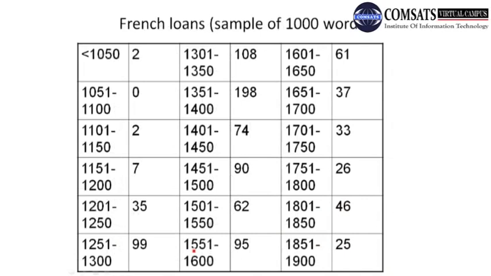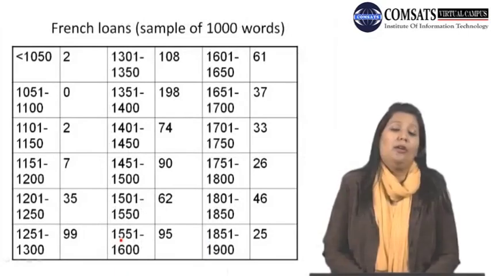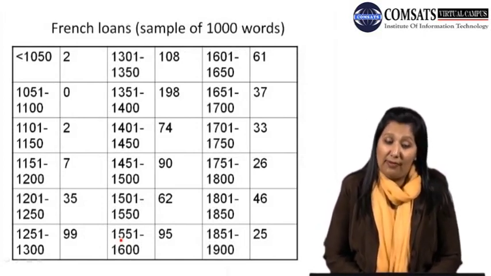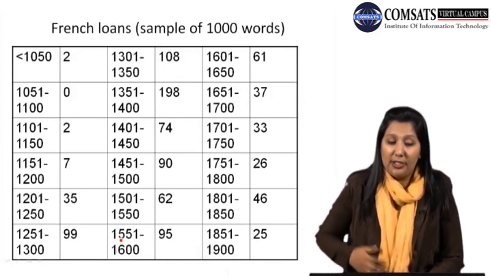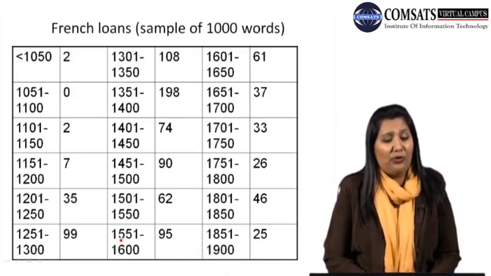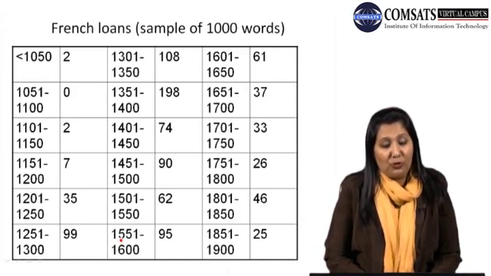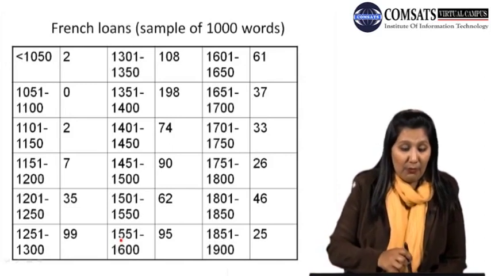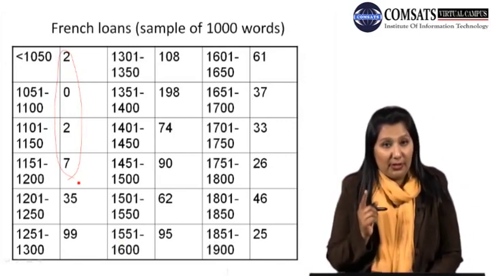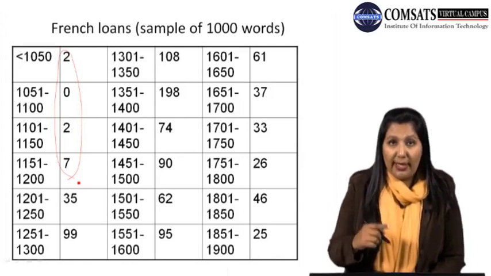Look at the sample of 1000 words given, and look at this table of French loans made for the English language. Starting from 1050, there were only two words found. 1050 to 1100, no loans have been added in English. 1101 to 1150, there were hardly two. 1151 to 1200, there were seven. See how gradual it is. 1201 to 1250, you would find 35 words. Yes, we were discussing that before 1200. You see, 7, 8, 9, 10, 11. Only 11 words were added as French loans in English.